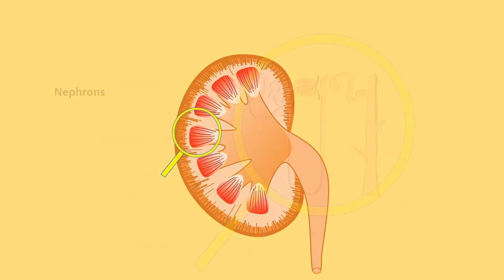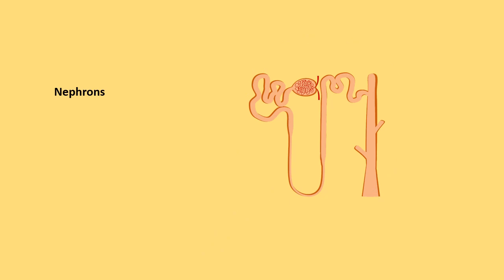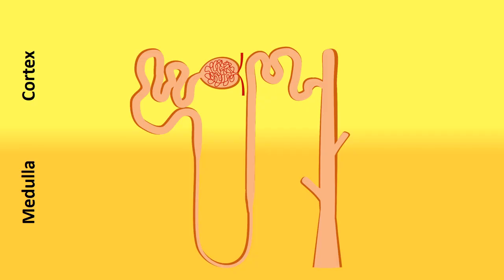The functional units of the kidneys are called nephrons, which filter blood and produce urine. There are approximately 1 million nephrons in each kidney. Each nephron consists of two main parts, corpuscle and tubule. The renal corpuscle is the nephron's first filtering part located in the cortex. The renal tubule continues this part and goes from the cortex to the pyramids.